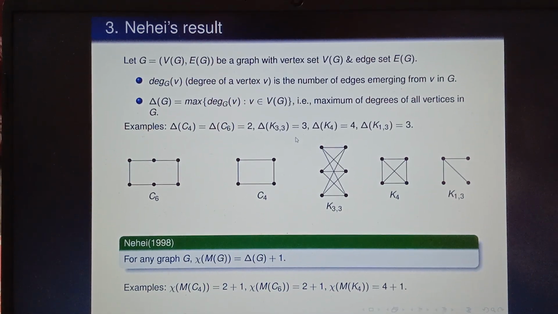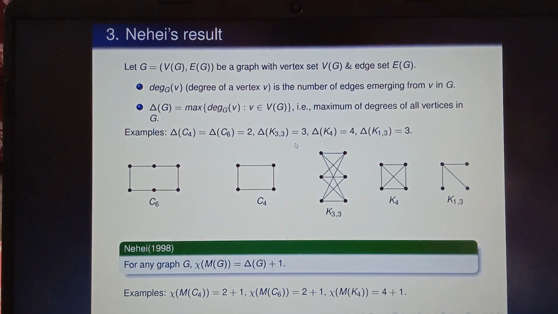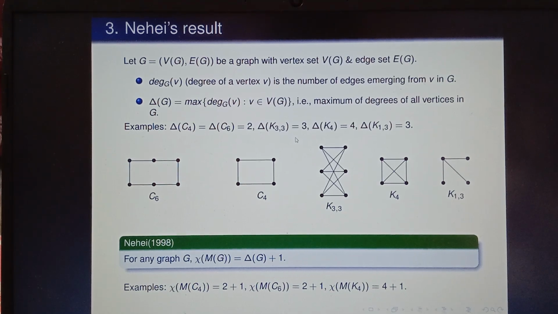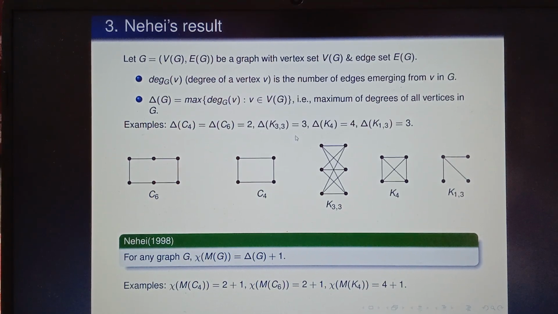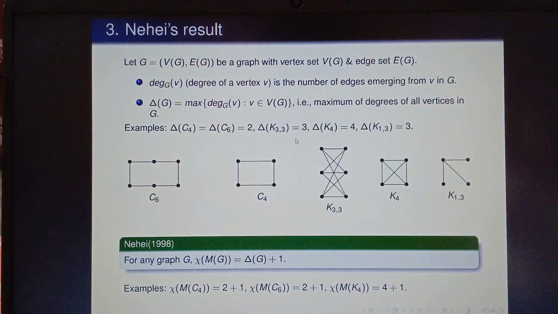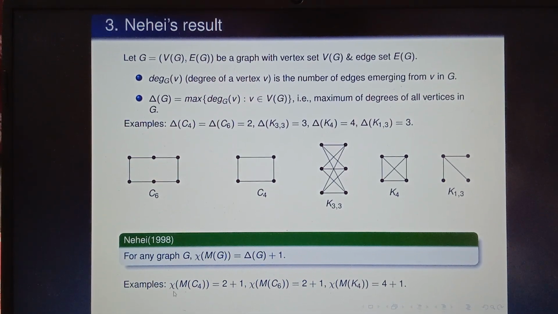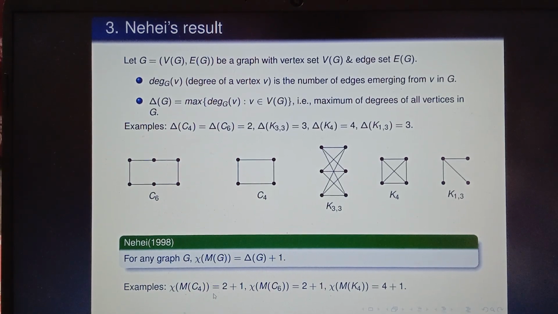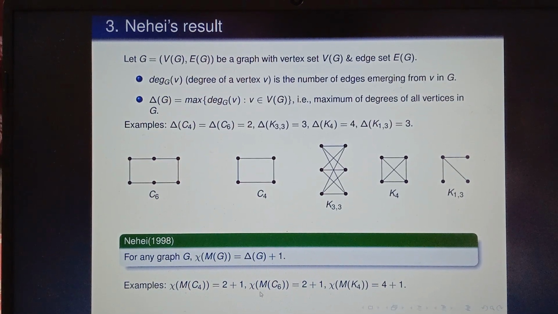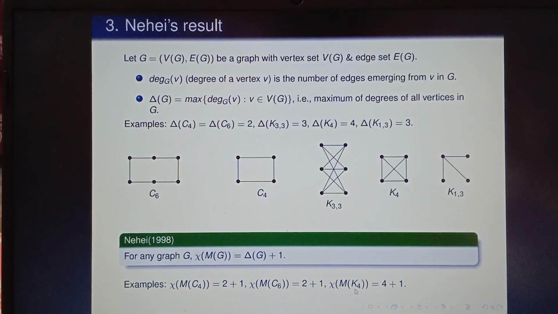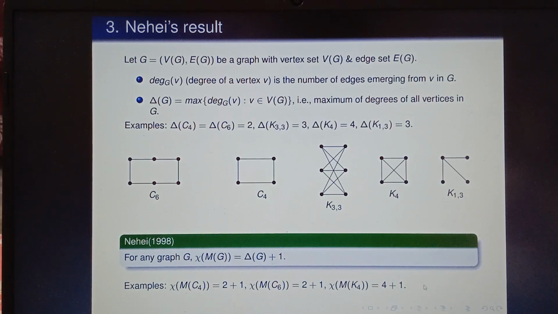Next, the main focus is on Nihai's result from 1998. Nihai proved that for any graph, the chromatic number of the middle graph M(G) is Δ(G) plus 1. So if we apply this result, we can see that the chromatic number of the middle graph of C4 equals 2 plus 1, the chromatic number of the middle graph of C6 equals 2 plus 1, and the chromatic number of the middle graph of K4 is 4 plus 1. And we can also find the chromatic number of the middle graph of K1,3, which is 3 plus 1.